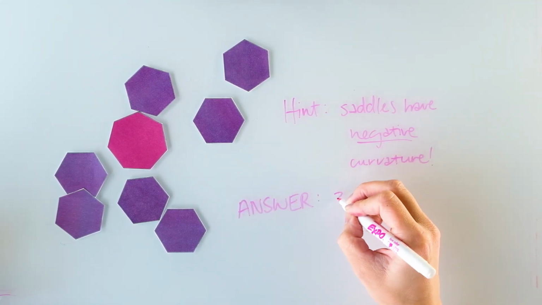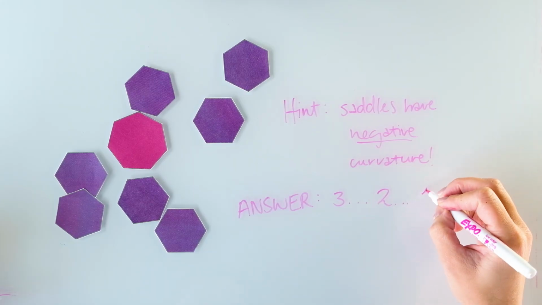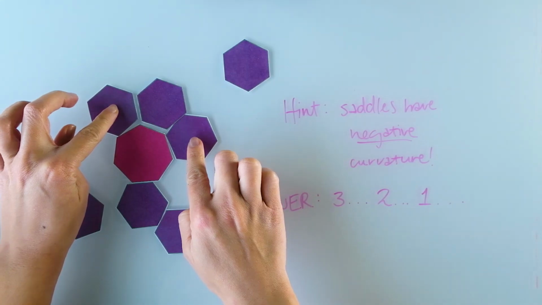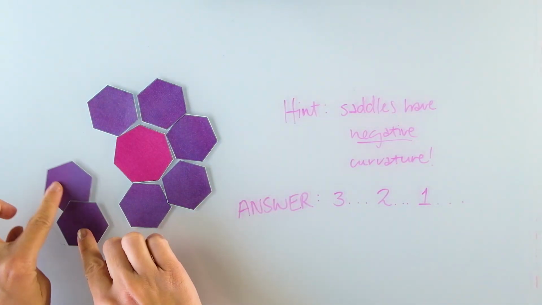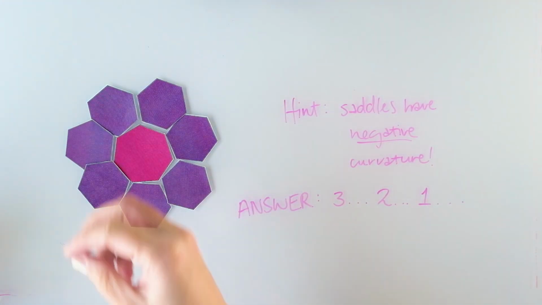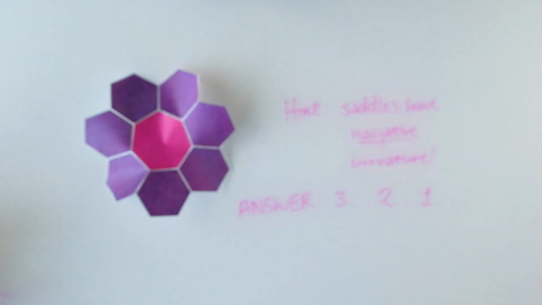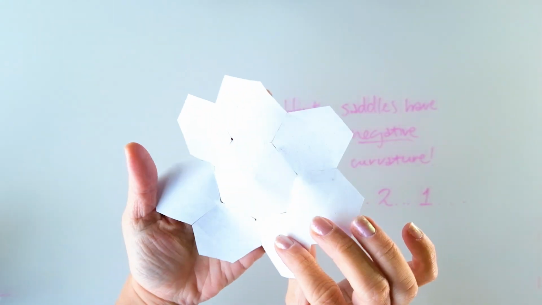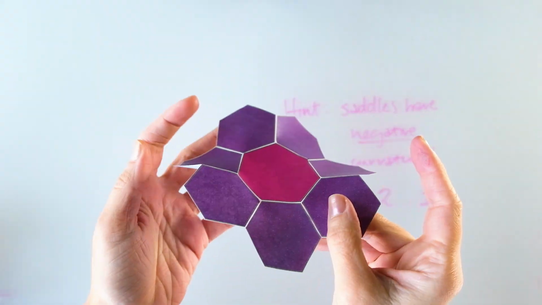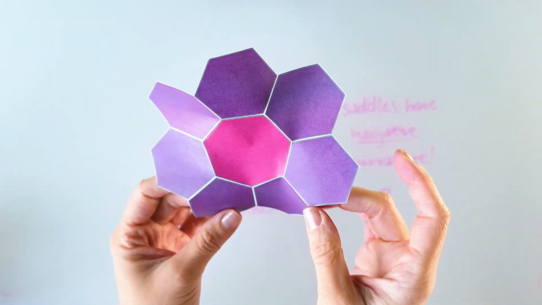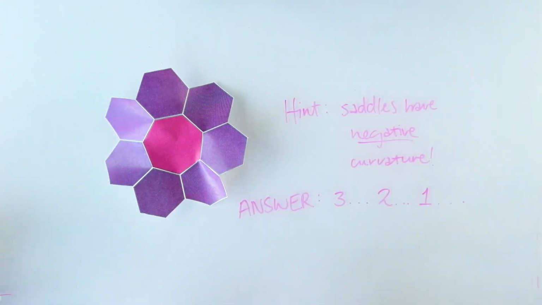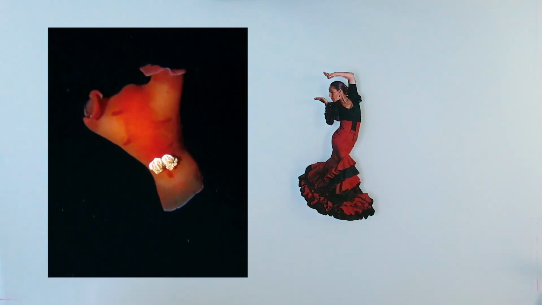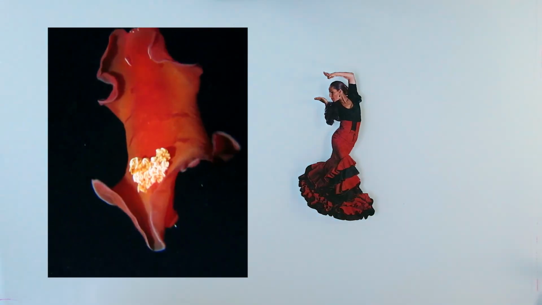Okay, here we go. Answer in 3, 2, 1. How'd you do? I put the heptagon in the center and connected the hexagons to each of the 7 edges. At every vertex of the heptagon, the interior angles sum to more than 360 degrees, so the overall saddle shape has negative curvature. Dressmakers use negative curvatures to create flouncy sleeves or skirts, like the ruffles all over this flamenco dancer's skirt, which is the type of dancer the nudibranch is named after.